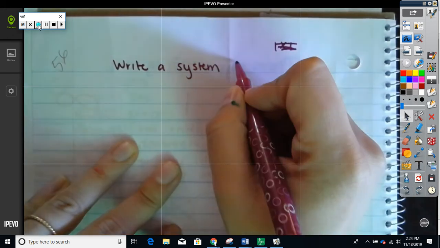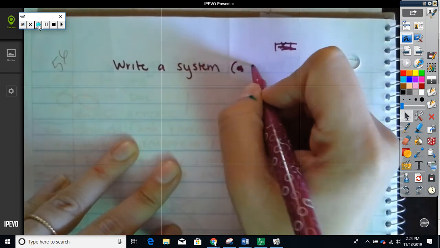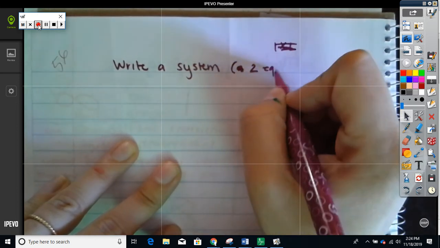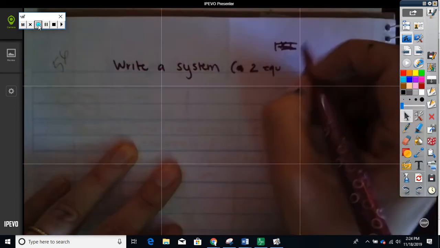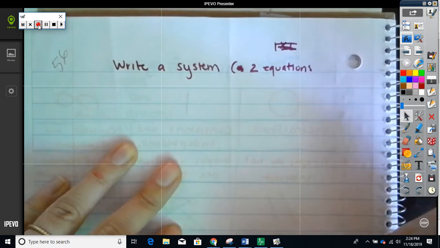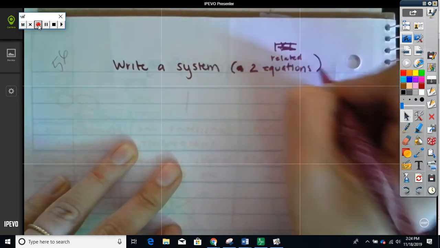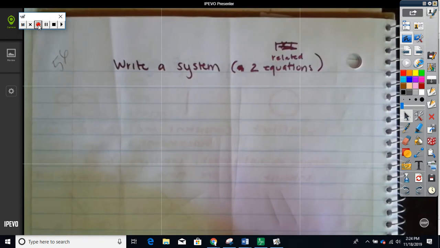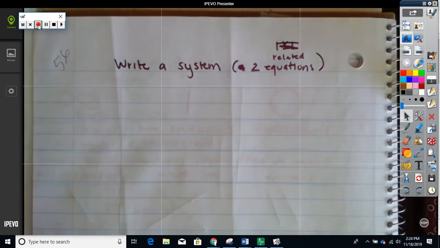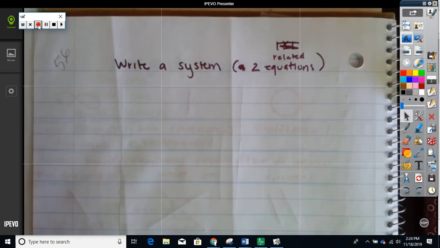So when we say a system, it is two equations, but they're not just two random equations that you put together. They're two related equations. There's two equations that we're going to be writing, and they're related. They're not just like two random things together.